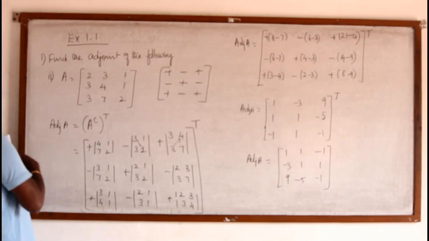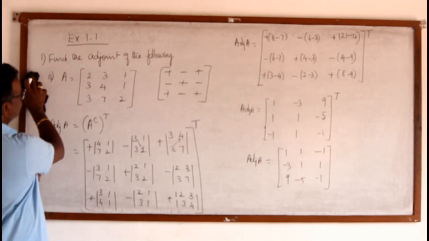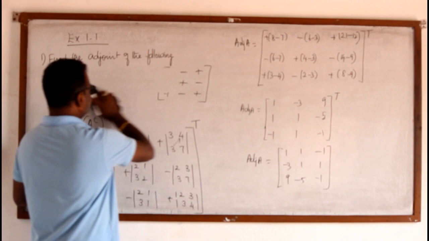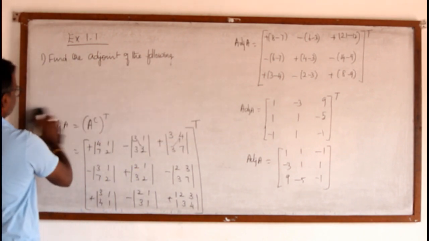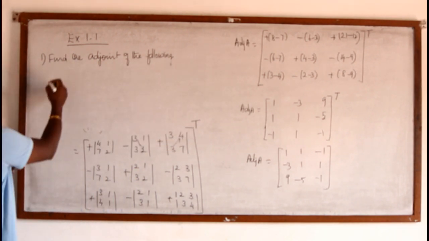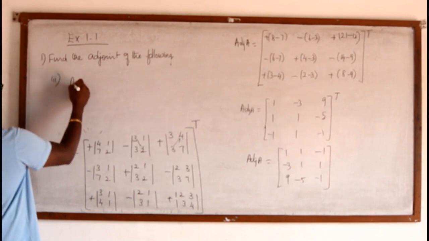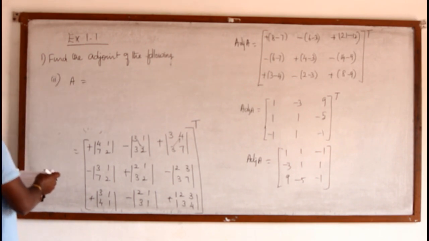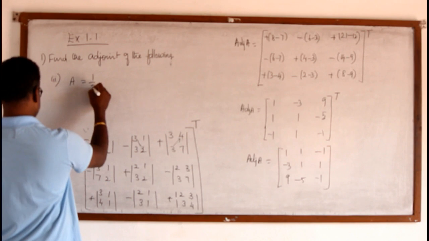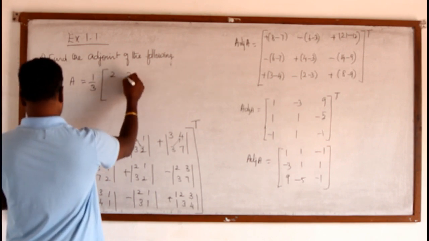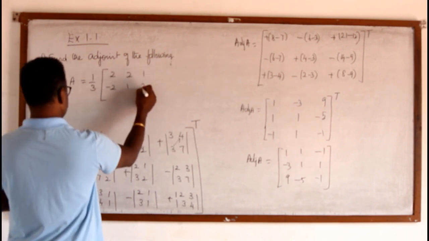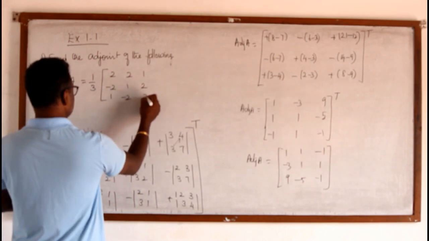We have the second one under the first problem, the second subdivision. Now we should go for the third one also. After that, I will come to the first problem. Now, third one, A equal to 1, 3, 2, 2, 1, minus 2, 1, 2, 1, minus 2, 2.